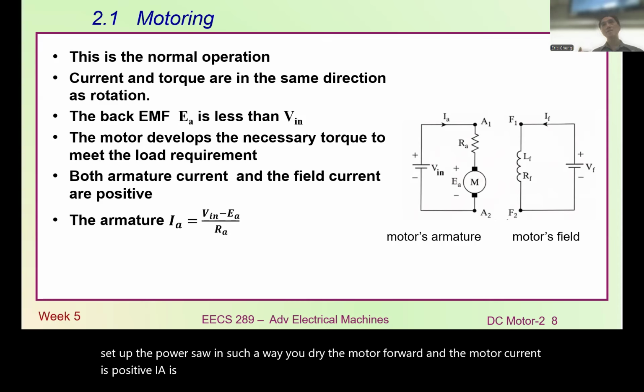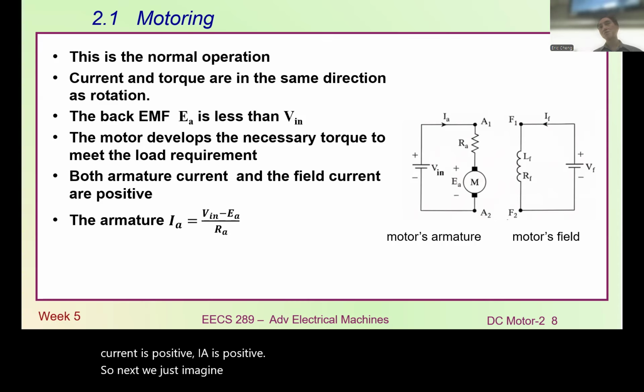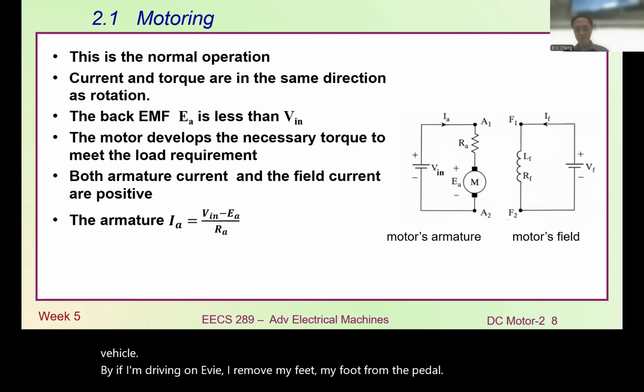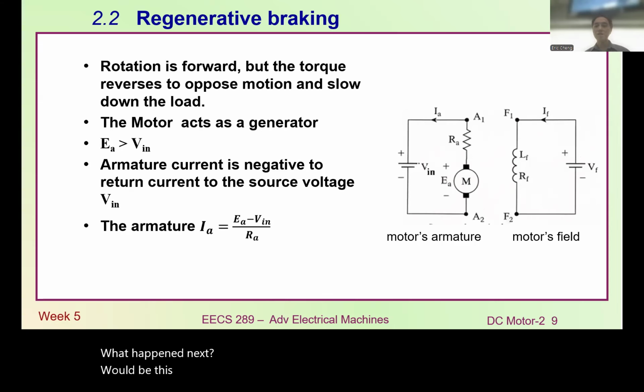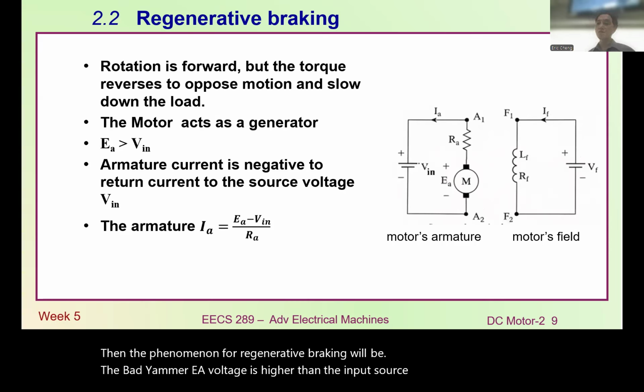Next, imagine now I want to go to regenerative braking, to slow down the vehicle. If I'm driving an EV, I remove my foot from the pedal. What happens next is this. You can see that if you do that, the phenomenon for regenerative braking is that the back EMF EA voltage is higher than the input source voltage. Because of this, the current will reverse.